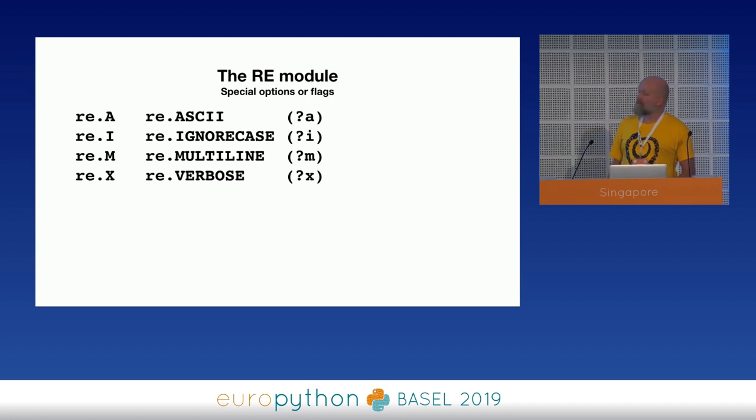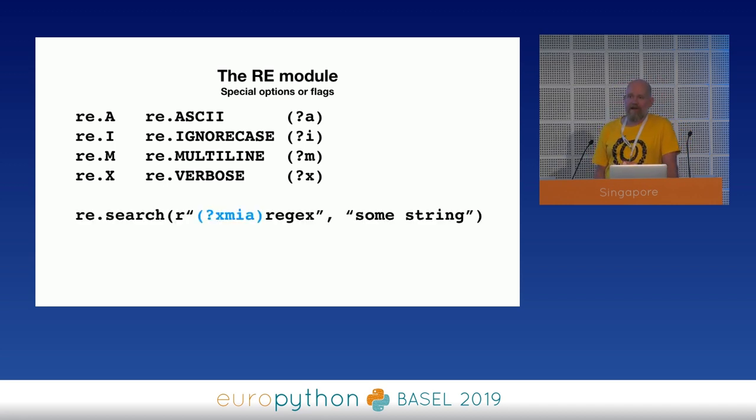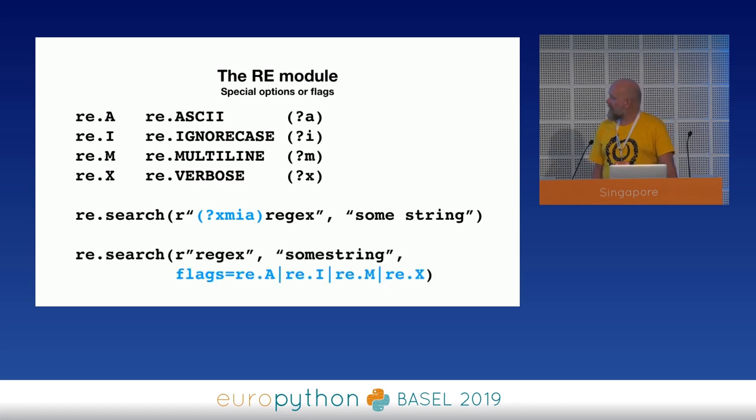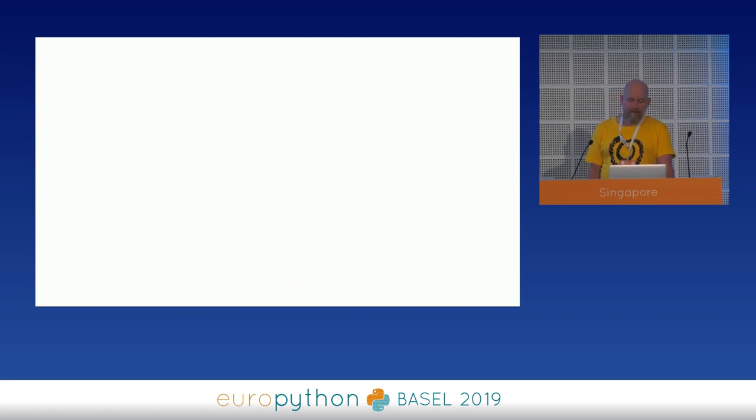So there's multiple ways where you can set these flags. You can add them in the beginning of your regex, opening bracket and a question mark, and then the different options, closing bracket. And another way is to add them as flags in your function call. And here you need to use the pipe to combine the different options you want to use. And that's it, really.